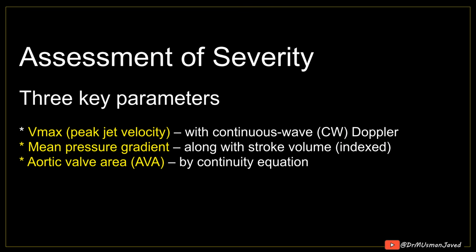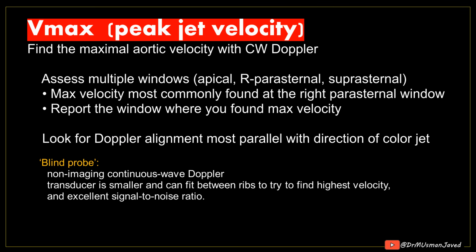Assessing severe aortic stenosis involves your Vmax, or your peak jet velocity, which we obtain with continuous wave Doppler, your mean pressure gradient along with the stroke volume index, and the aortic valve area by continuity equation. But how do we get these measurements? The Vmax is found using continuous wave Doppler at the maximal point.